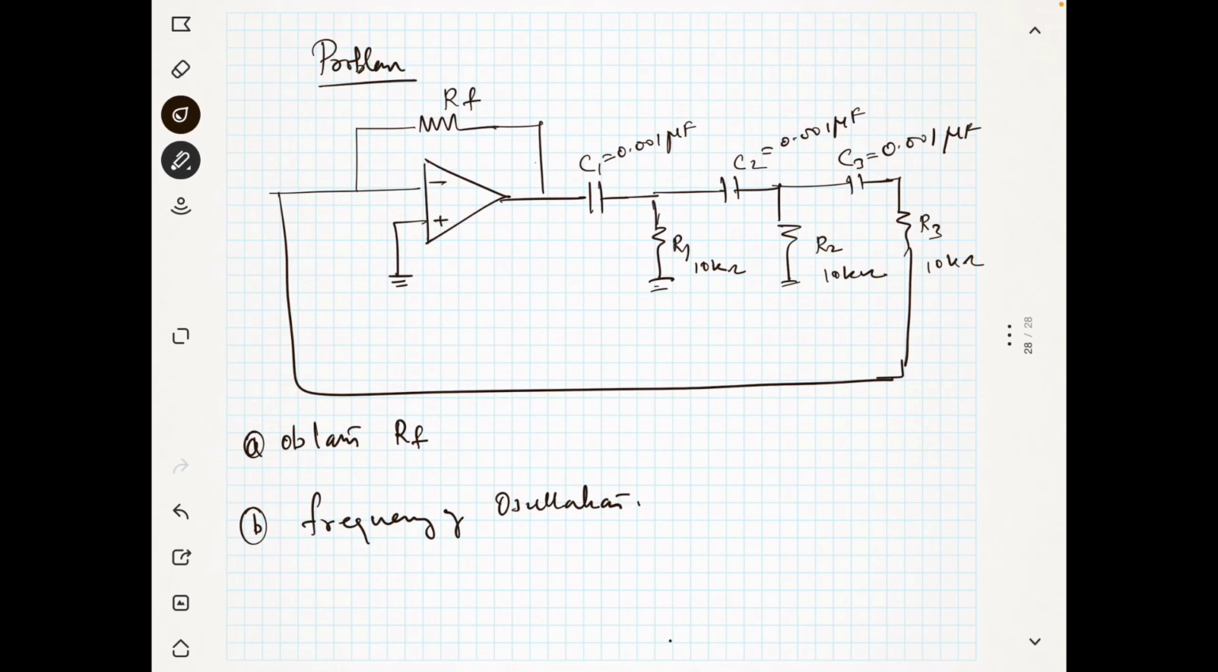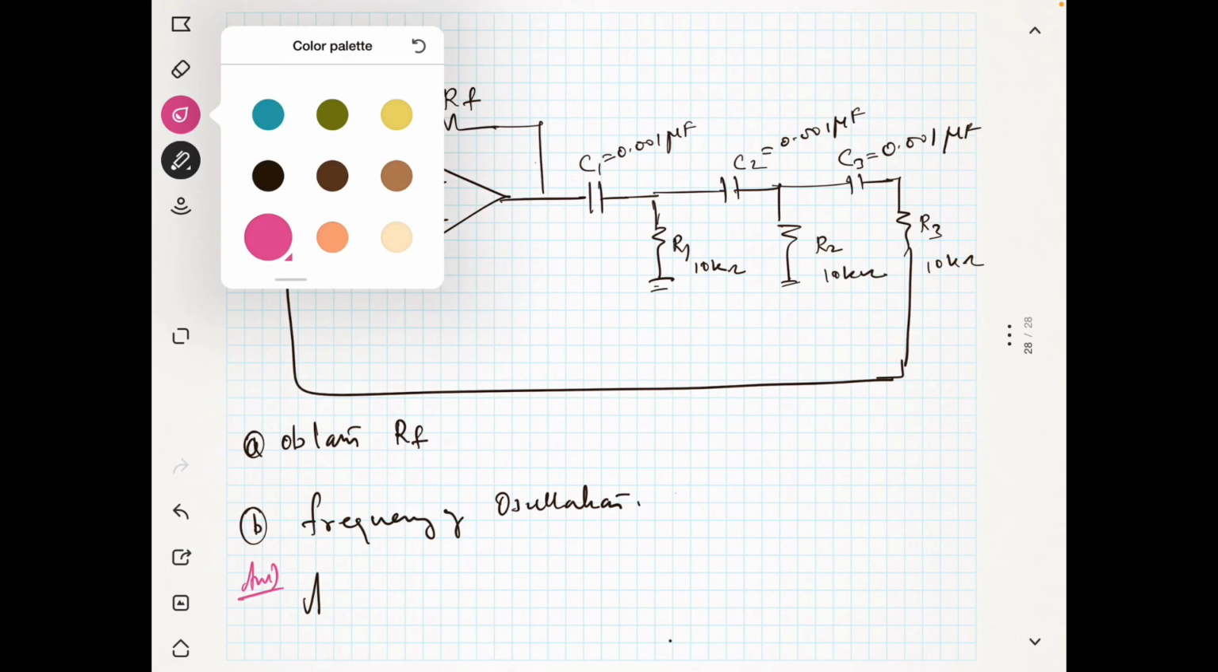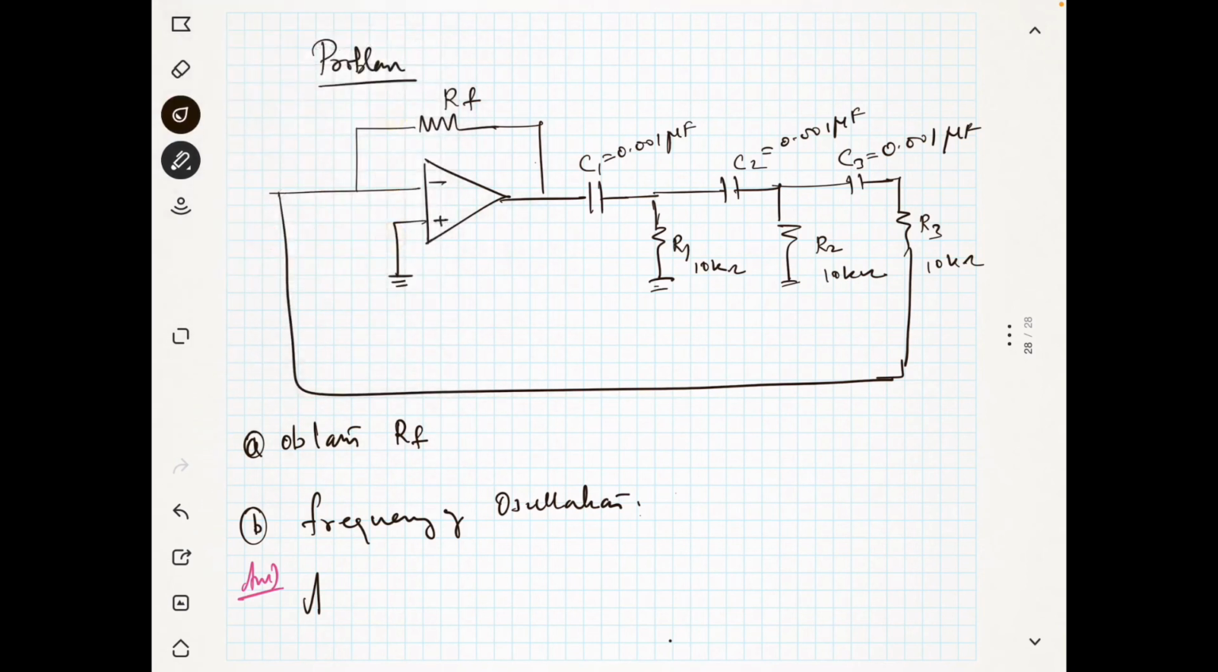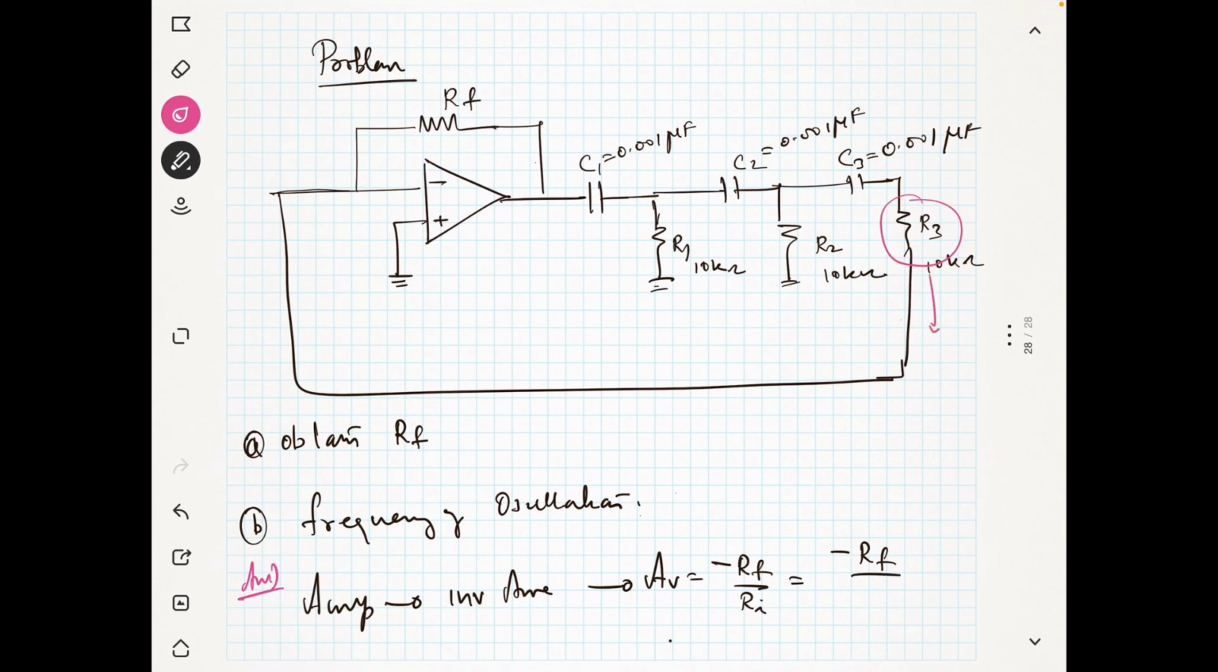Which amplifier is this? The amplifier used is an inverting amplifier. So the gain of the inverting amplifier is minus RF by RI. It is minus of RF, and where is your RI? You see here, this guy actually acts as the RI. So it is divided by R3.